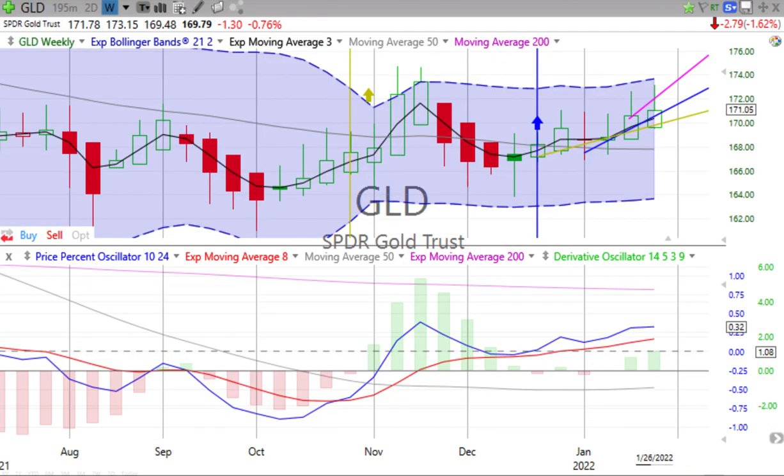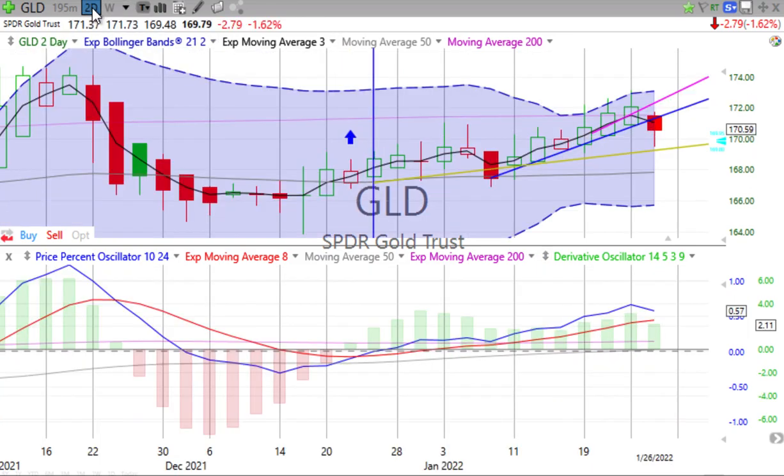Now gold really hammered down today after a good bit of up movement, down 1.62%. It's one reason we have that long wick on the top. That is where we bled off some of that upward energy. Price percent oscillator has flattened. Derivative oscillator still gaining a little bit of momentum on the weekly 2-day.